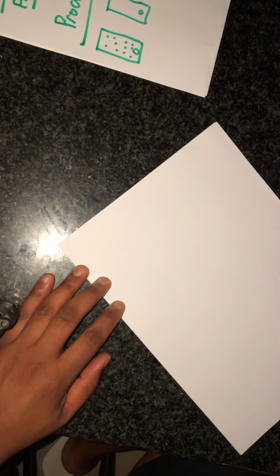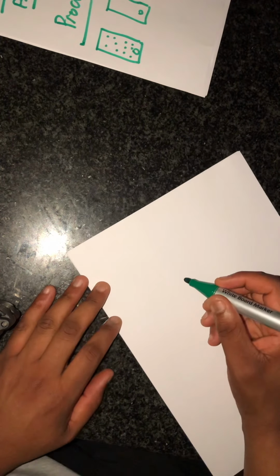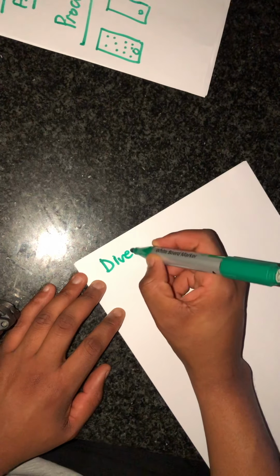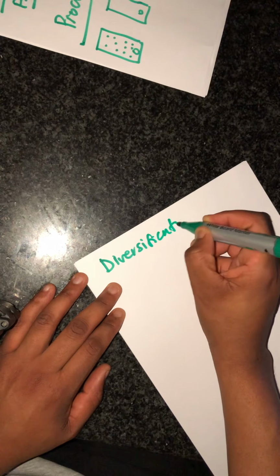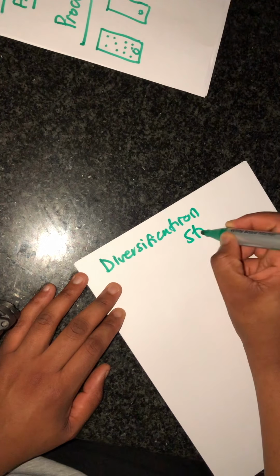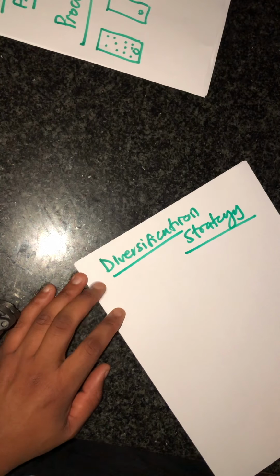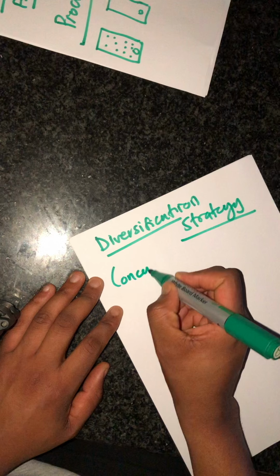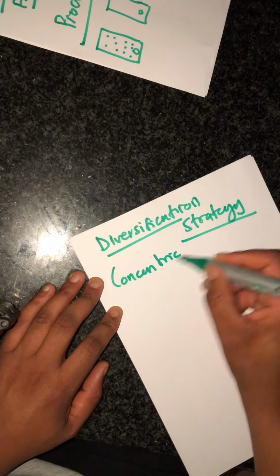All right, let's continue with our strategies. Now I'll be discussing the diversification strategy. Now, when it comes to diversification strategy, we've also got three types. We've got the concentric diversification, which is the first one.